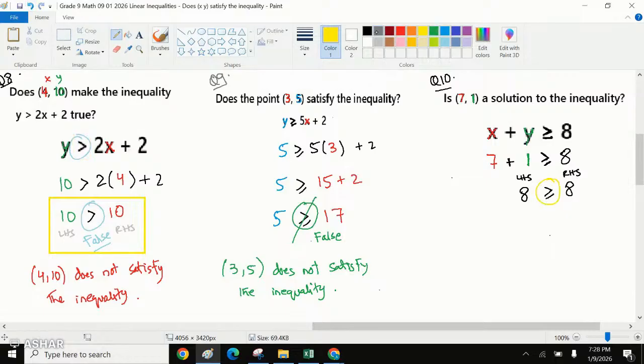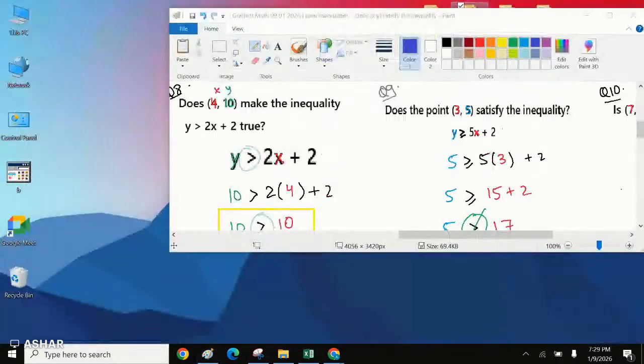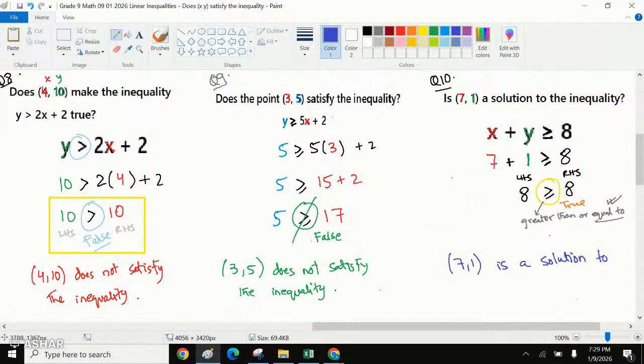This is read as greater than or equal to, right? So this part of the statement is true, right? It can be equal. So we would say that this is a true statement. And that means that the point 7 comma 1 is a solution to the given inequality.